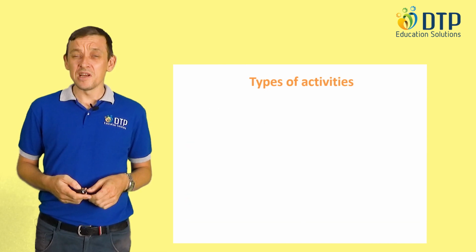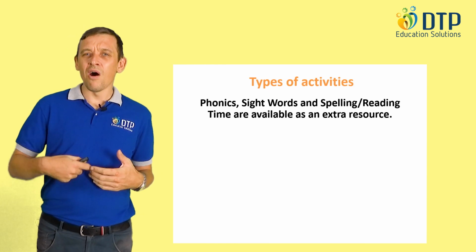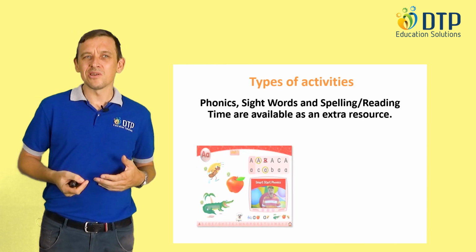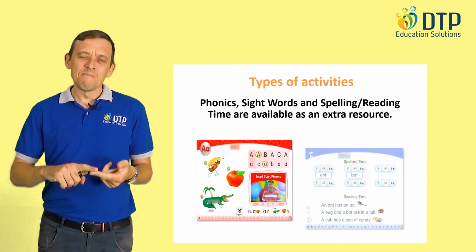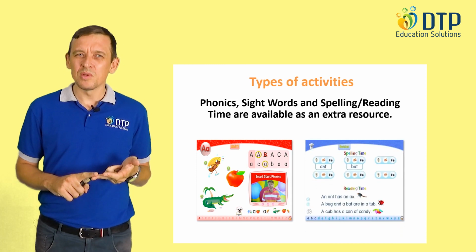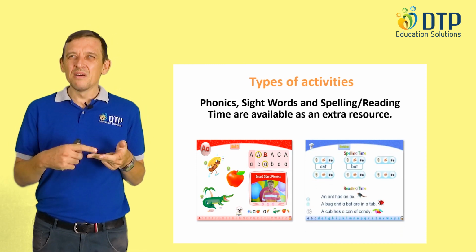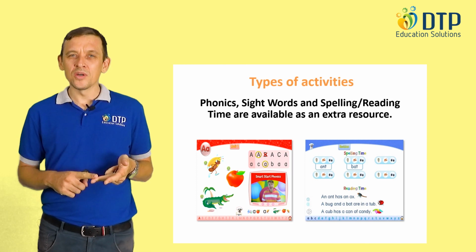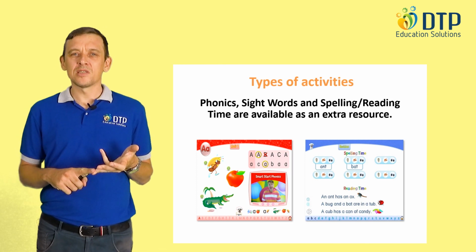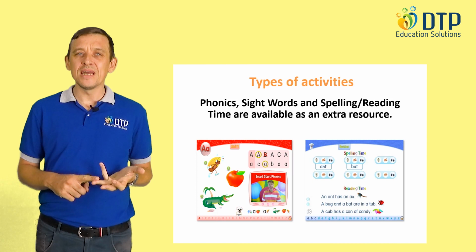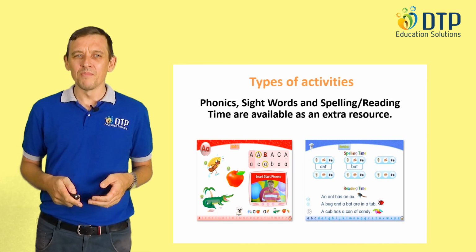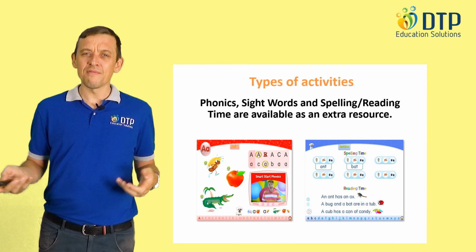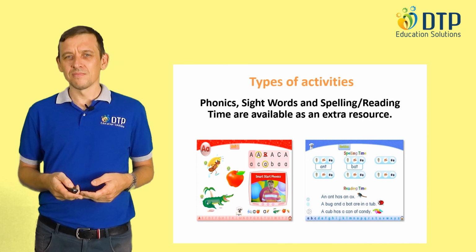So I mentioned earlier about phonics. These are available as an extra resource. We have phonics. We have something called sight words, which focuses on the most common English words. And we also have specific spelling and reading activities as well. And you'll find these all the way through the course.